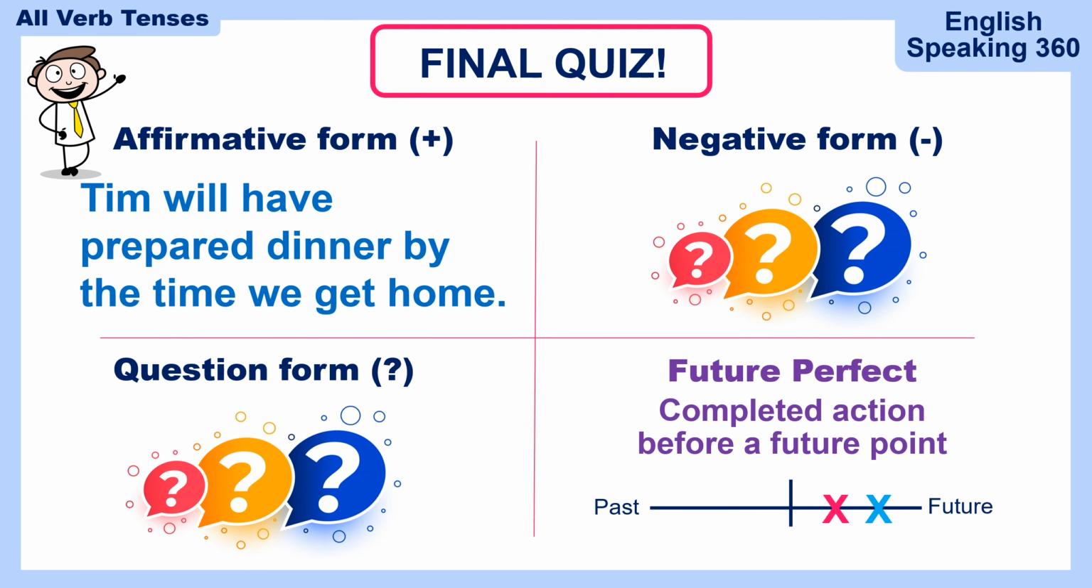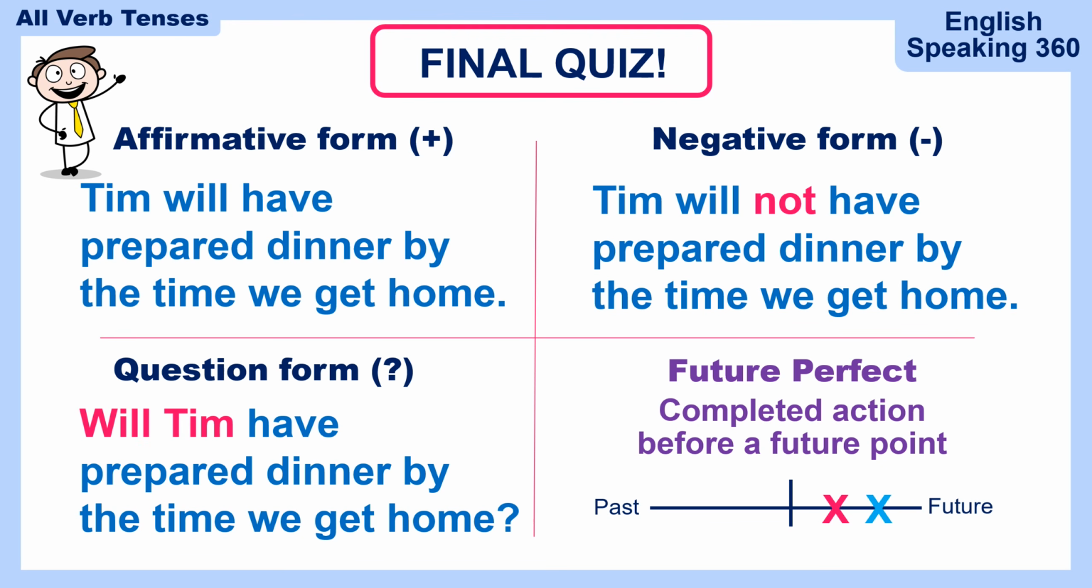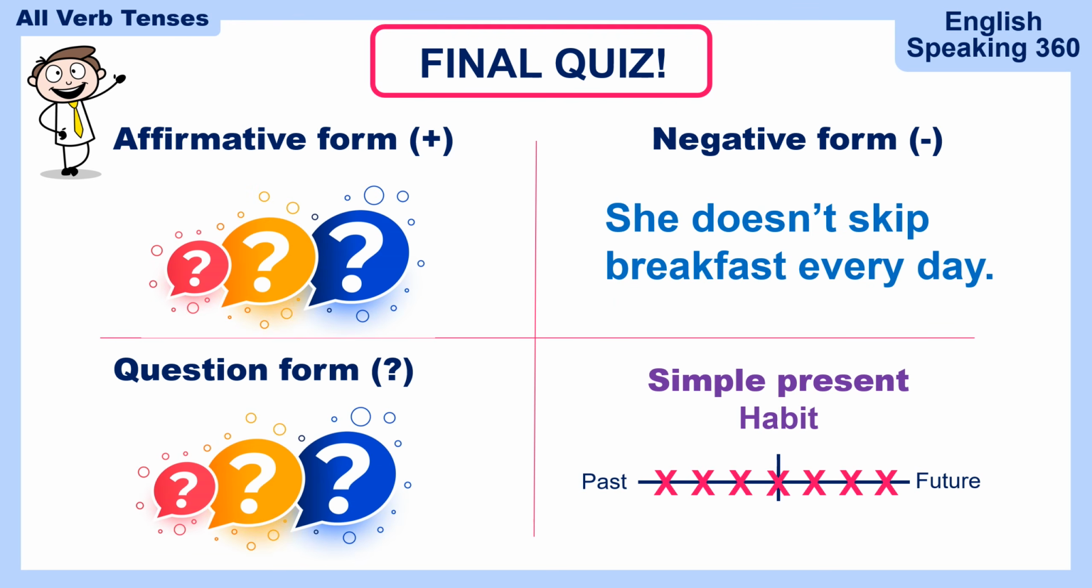Future perfect. Tim will have prepared dinner by the time we get home. Think about it. What is the negative form? Tim will not have prepared dinner by the time we get home, or Tim won't have prepared dinner by the time we get home. What's the question? Will Tim have prepared dinner by the time we get home? Or the negative form, won't Tim have prepared dinner by the time we get home? Let's move on to the next question.